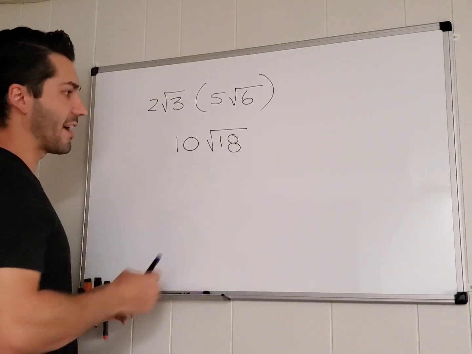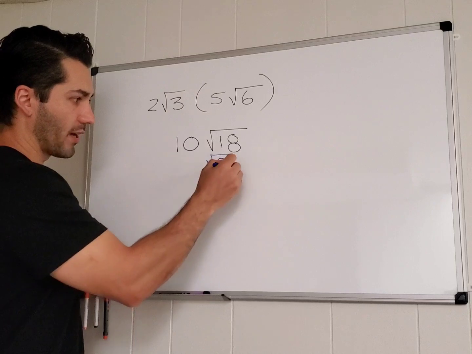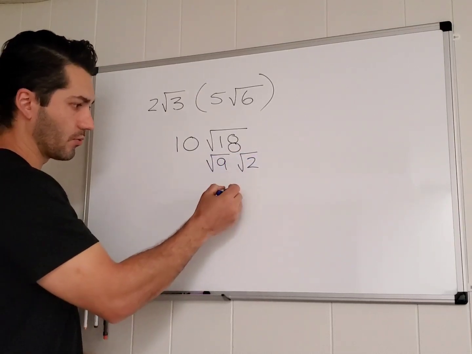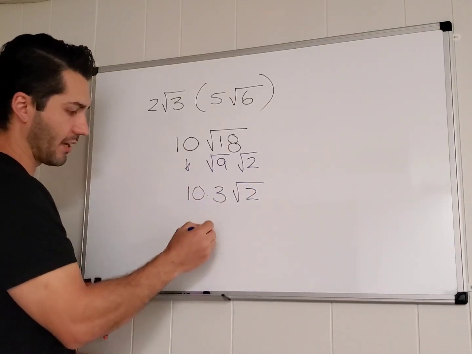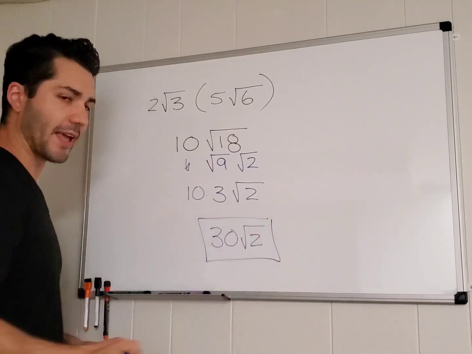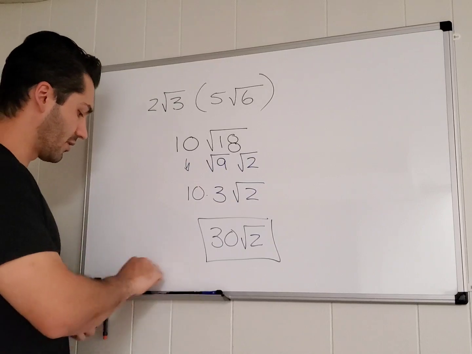So I can break down that 18. Square root of 9, that's a perfect square, times square root of 2. Square root of 9 is 3. Radical 2, bring down this 10. And that's a 30 radical 2. That is kind of the gist, and that's the basic skill you need for this.